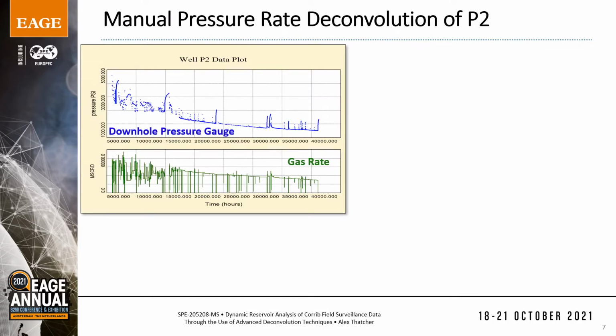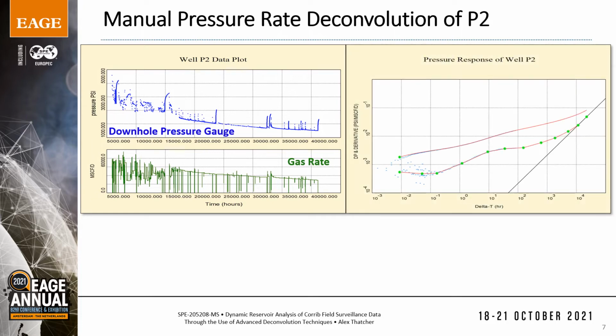Here we complete a basic demonstration of the deconvolution method on Corrib well P2. I present the pressure and rate data of well P2. In green is the measured rate data, and in blue is the pressure measurements recorded from the downhole gauge. When we apply pressure rate deconvolution, we came up with this response function shown.